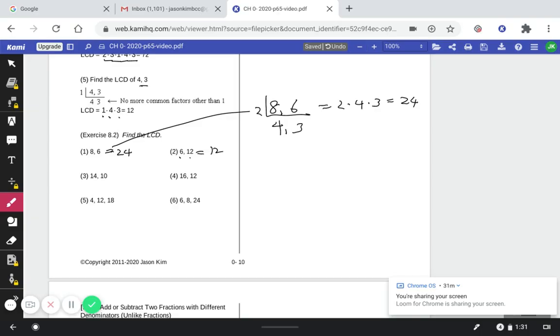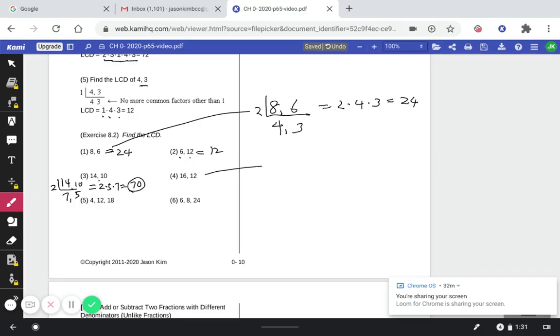14 and 10. Both of them are even numbers, so you have a 2 as a common factor. 14 divided by 2 is 7, 10 divided by 2 is 5, no more common factor, so that becomes 2 times 5 times 7, which is 70. So 70 becomes the LCD of 14 and 10.